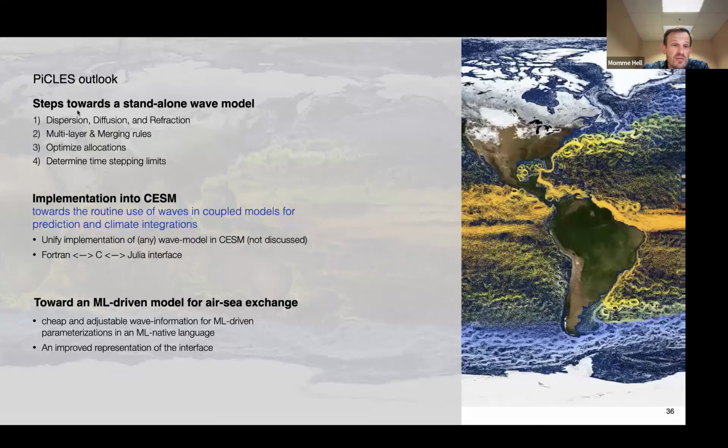Okay. Finally, some outlooks, right? We have to do a lot of physics in the wave model. We have to deal with dispersion, diffusion, and reflection. We have to deal with this multi-layer problem and solve the allocation issue. There's a whole behind the curtain work about how to implement this in CSM because we couple a Julia code into Fortran, right? There's a lot of effort into doing that.